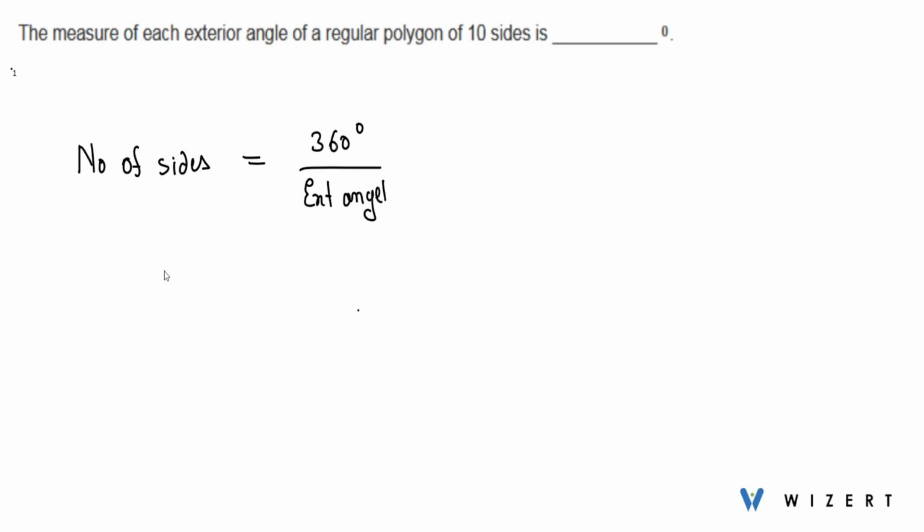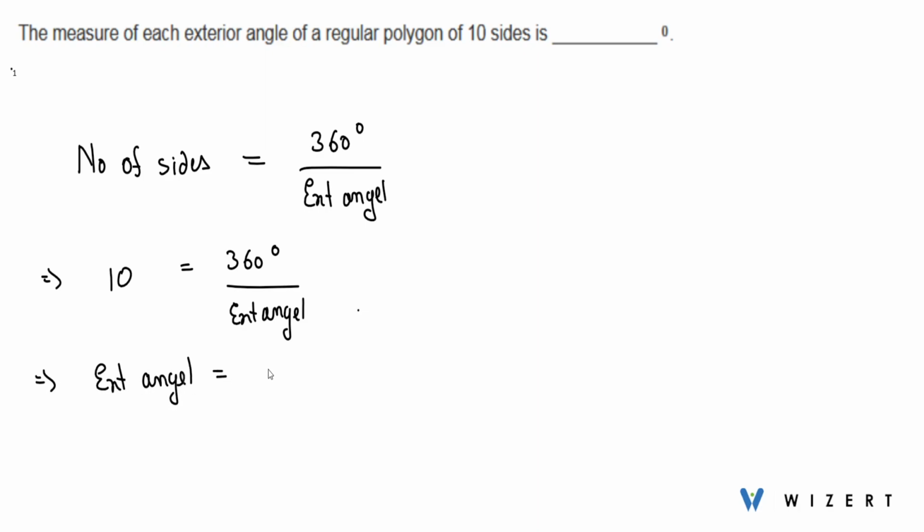Now the number of sides of the polygon is given as 10. So 10 will be equal to 360 degrees upon the exterior angle. Therefore, the exterior angle will be equal to 360 degrees upon 10, which is nothing but 36 degrees. So this will be the final required answer.